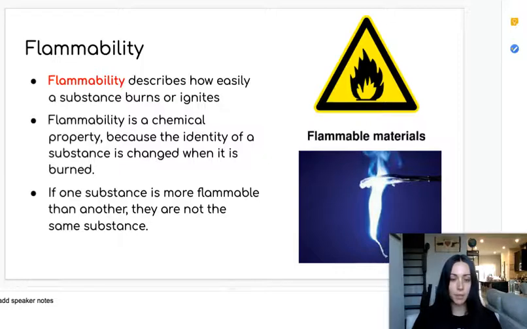Flammability can somewhat be used to identify substances. If one substance is very flammable while another is not flammable at all, we can pretty safely conclude that they are not the same substance. However, in this class, you will not be testing flammability on your own. Do not try this at home.